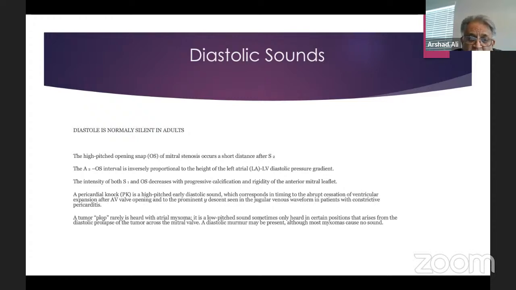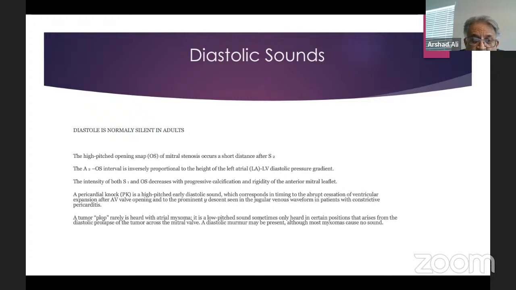So one of the most common and most famous is the high-pitched opening snap of the mitral valve with mitral stenosis, particularly if there's rheumatic mitral valve disease. And the distance between the opening snap and the second heart sound can indicate the severity of the mitral stenosis, because the interval narrows as the mitral stenosis gets worse. And then again, the intensity will decrease if the mitral valve is getting stiffer and calcified.